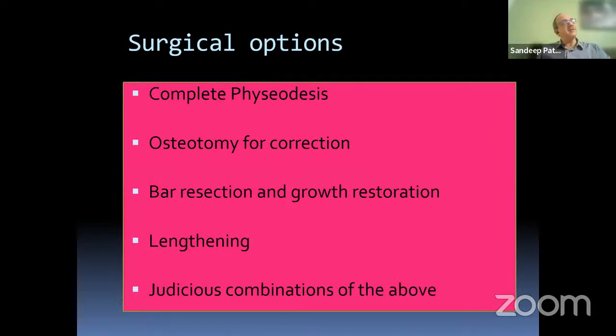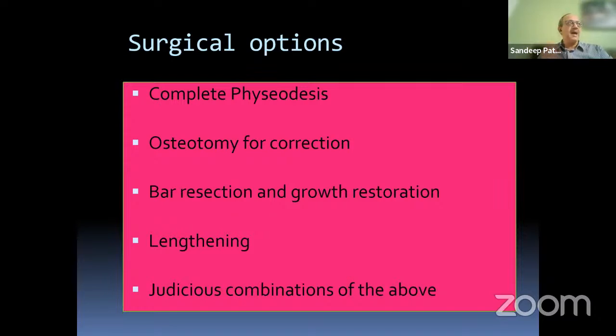What are your options? If you have a patchy bar, your option is to complete the growth arrest so that there is no angular deformity and you have pure shortening which can be lengthened later. Or you have an option of doing osteotomy. You do osteotomy away from the physeal plate. You know that it will recur and then you have to repeat osteotomy. So you may have to do multiple operations.